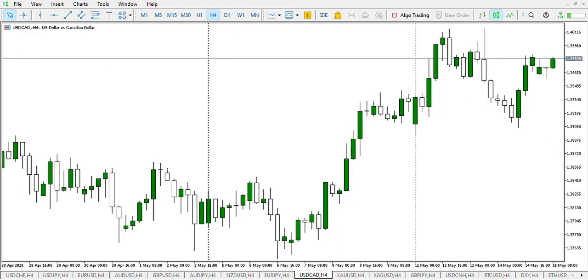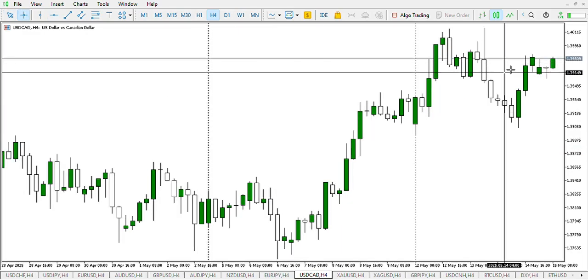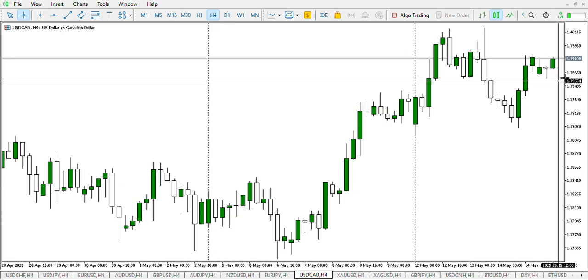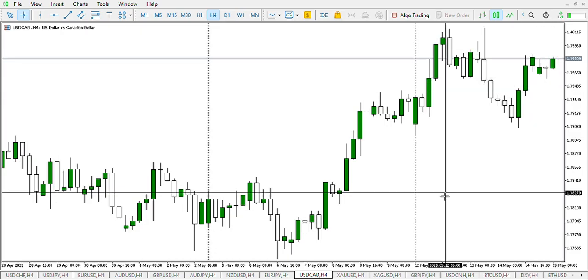On USD CAD, you have sellers at the low of the day, which is a good indication. However, this low is not raided yet. This low has to be raided for more sellers to be induced and price should reverse against them.